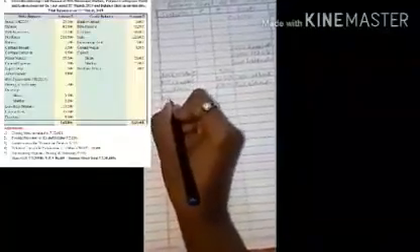Next item is outstanding rent. Outstanding rent is in the trial balance, so it will go to the balance sheet liability side. On the balance sheet liability side we have written bank overdraft, bills payable, creditors. Then we have to write outstanding rent.